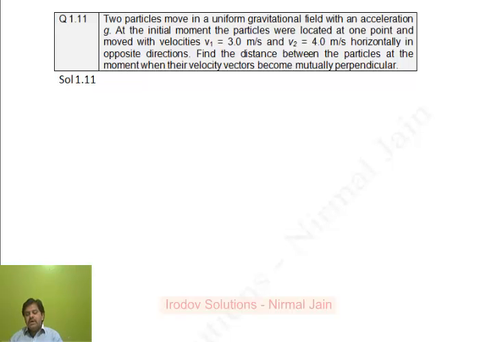So here, two particles move in a uniform gravitational field with an acceleration g. At the initial moment, the particles were located at one point and they moved with velocities v1, 3 meter per second, and v2, 4 meter per second, horizontally in opposite directions. Let us suppose that there is a building like this.